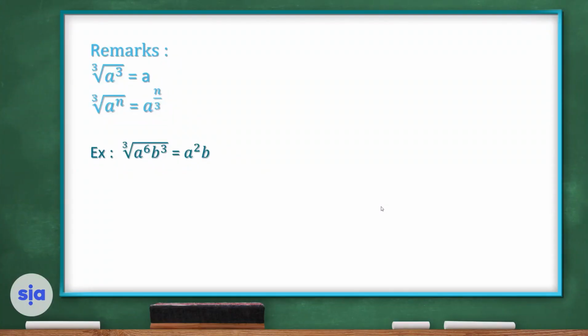Let's check this example and see how we are going to simplify this one. It says the cubic root of a to the power of 6, b to the power of 3. As we said, this one means it's the cubic root of a to the power of 6 times the cubic root of b to the power of 3. So a to the power of 6 over 3 times b, then it's a squared b.